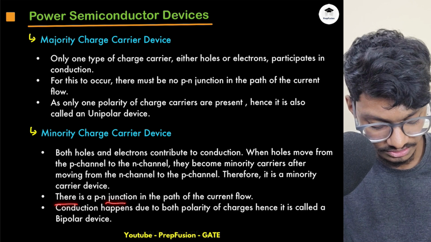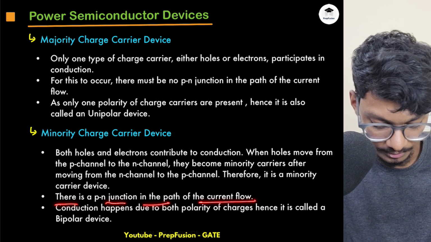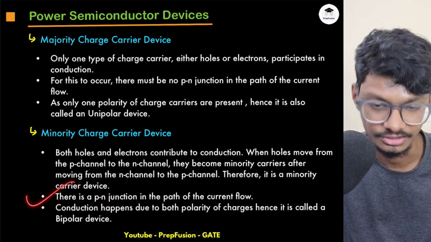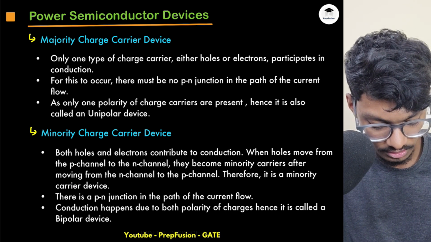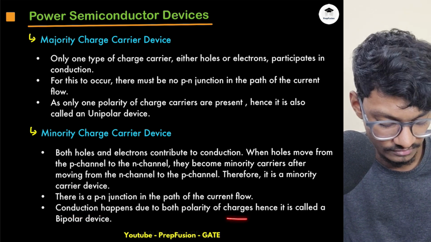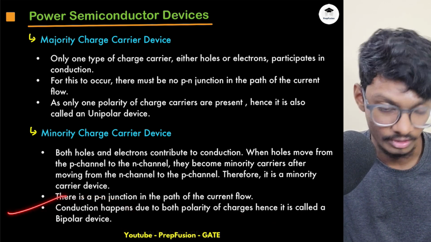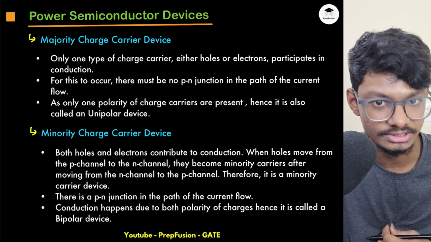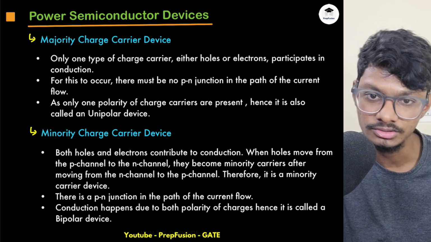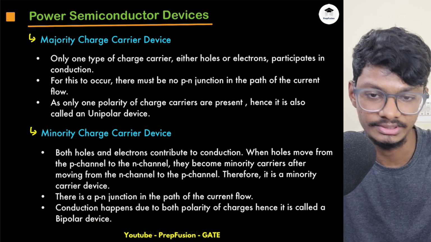There is a PN junction in the path of the current flow. So in case of a minority charge carrier device, there will be a PN junction in the direction of the current flow. Conduction happens due to both polarity of charges, hence it is called a bipolar device. So bipolar device, I have already told you, if the conduction is happening due to both polarity of charges, it is called a bipolar. So the same thing has been explained over here.